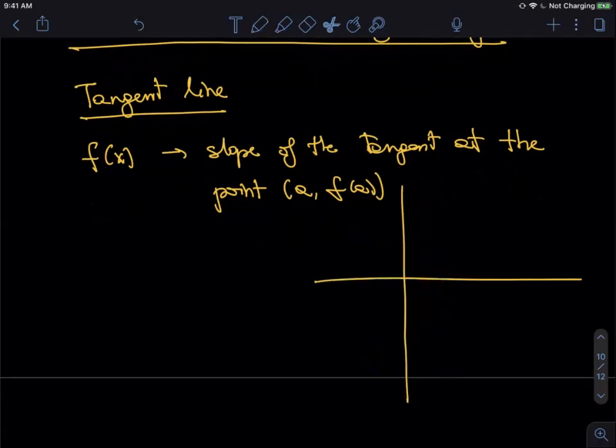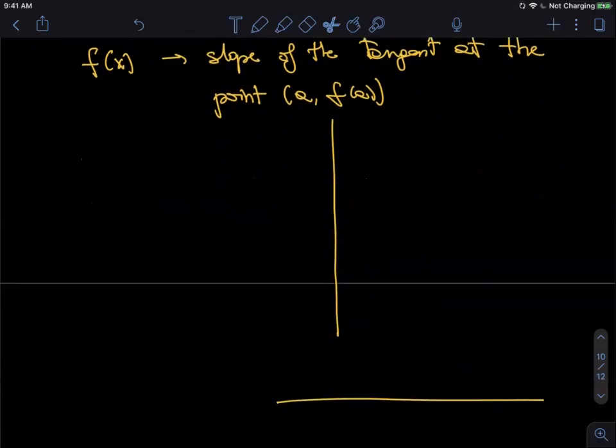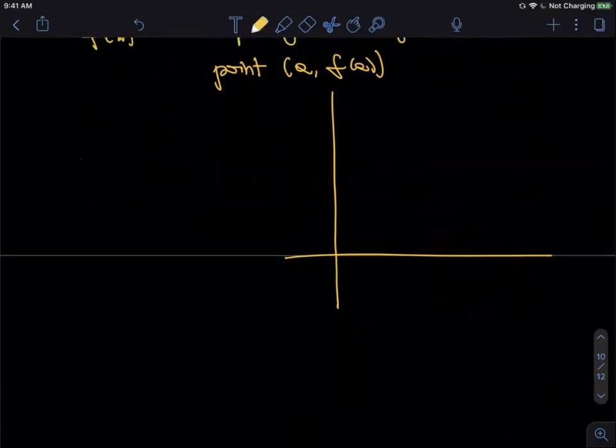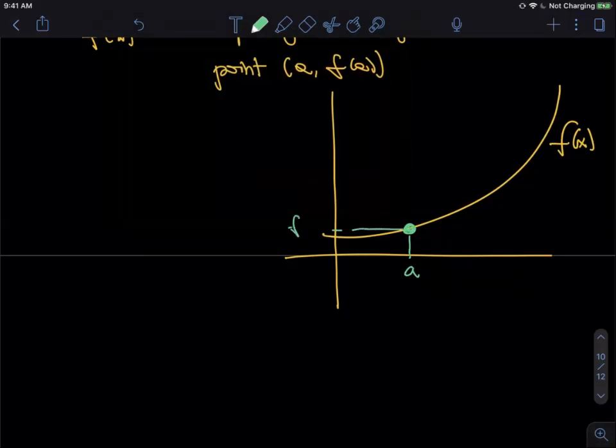yeah, let me create some space here. There you go. So let's say we have something like this. This is our f, okay? And let's use some colors. So this is our point A and the corresponding f of a, and we want the slope of the tangent. Okay, so the tangent is going to be this one here. Okay, this is the tangent at a, f of a.